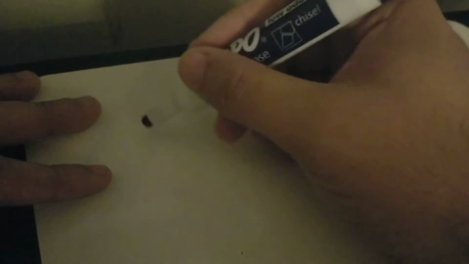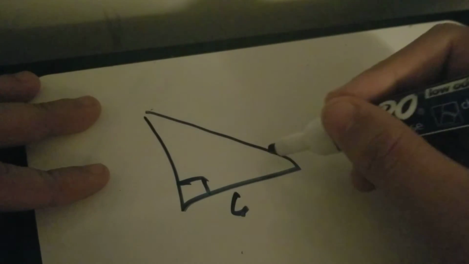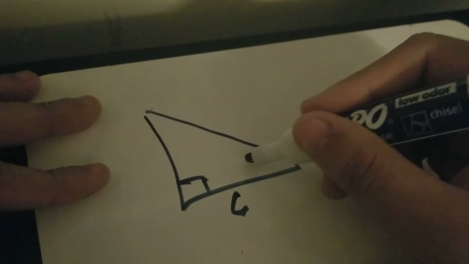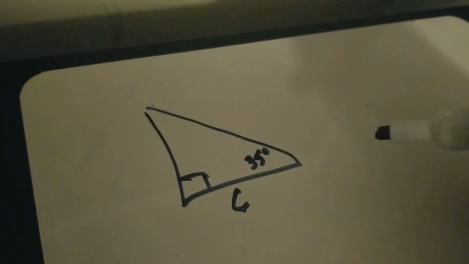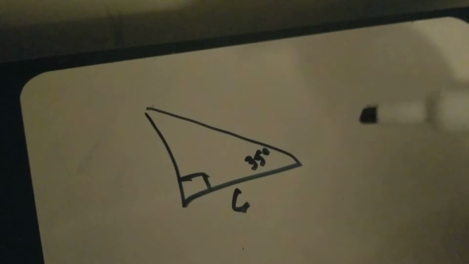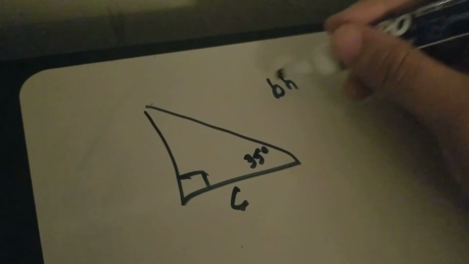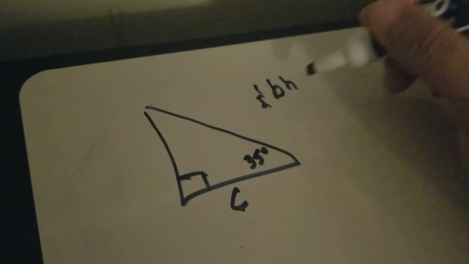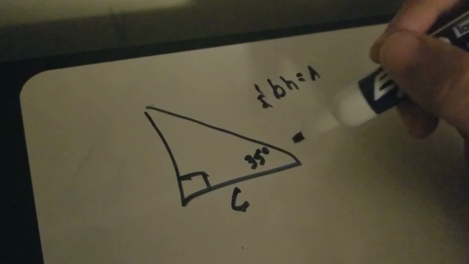All right, the first one is to find the area of a triangle. Let's say you got 6, and let's say this is 35 degrees. If you want to find the area of this triangle, you need the base and the height, because you have to remember: area equals 1/2 base times height. So you need to find the base and the height.